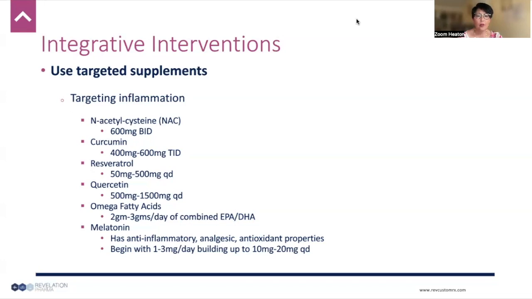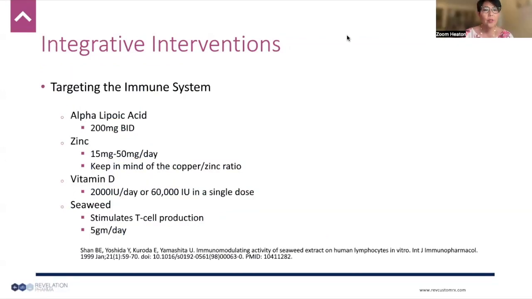Okay, so supplements targeting the immune system. We have alpha lipoic acid, which is a naturally occurring antioxidant in the human body. Accumulating evidence suggests that alpha lipoic acid might have immunomodulatory effects on both the adaptive and the innate immune systems, and it helps to modulate pro-inflammatory cytokines like TNF alpha and IL-8 to reduce the stroma cell proliferation. And that's 200 milligrams twice a day.